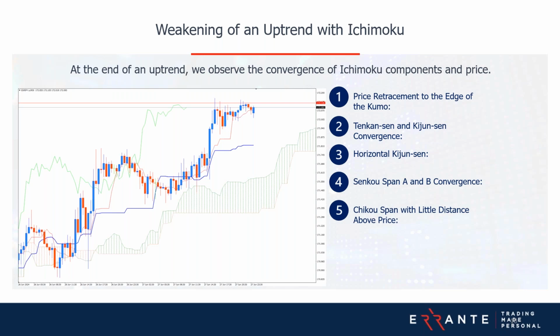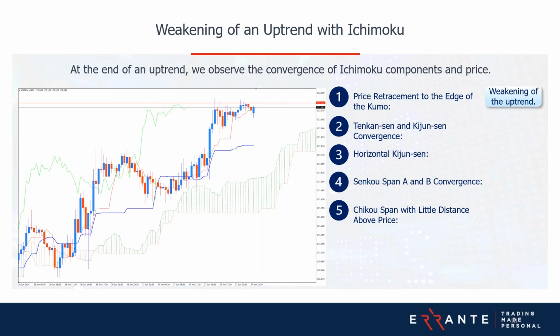And the next one is Chikou span with little distance above price. The Chikou span above the price indicates that the current price is higher than the price 26 periods ago. So a decreasing distance signals that the momentum is fading and the market may be preparing for a reversal.